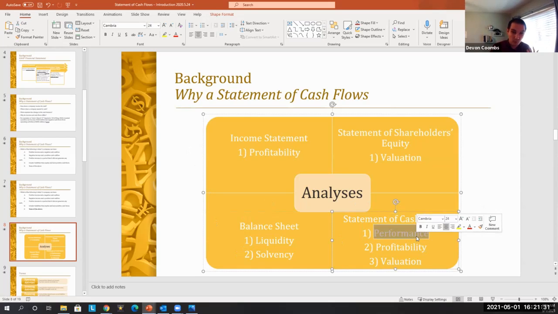It tells us about the performance of the company, which we don't get from the other pieces. We get to really understand, is the company able to generate cash? And how are they generating cash? Are they generating it from their operating activities, their investing activities, or their financing activities? And how they generate cash is important. At the end of the day, you can have the best idea in the world, but if you can't make cash or get cash to finance your idea, you don't have a business.